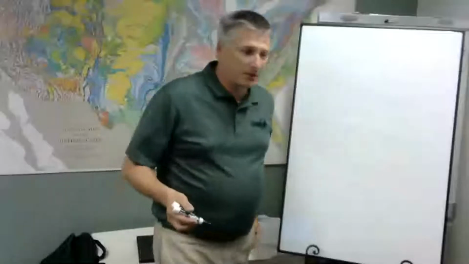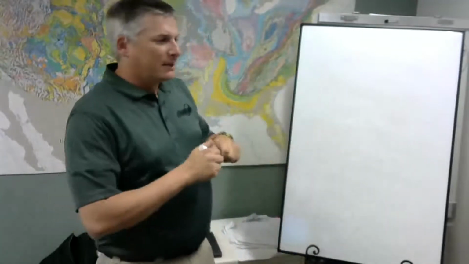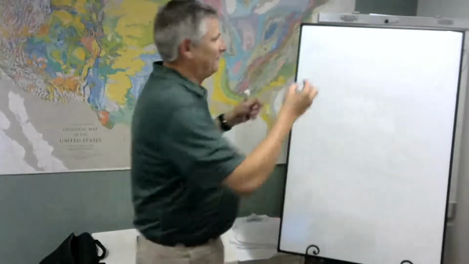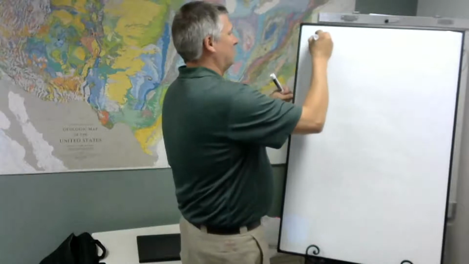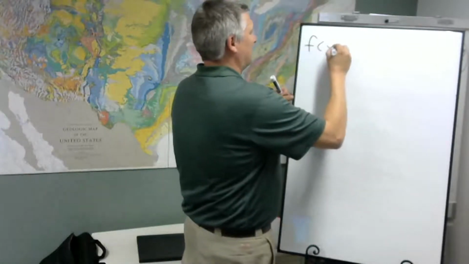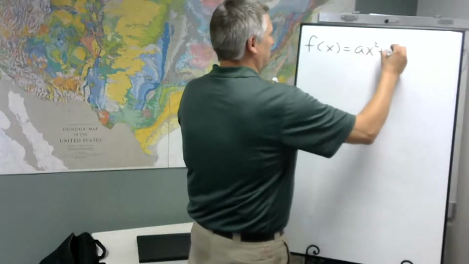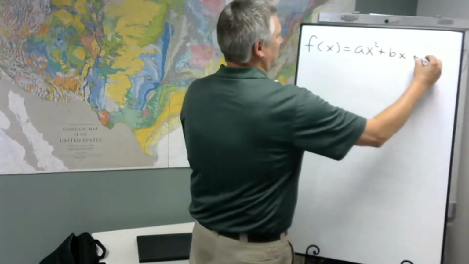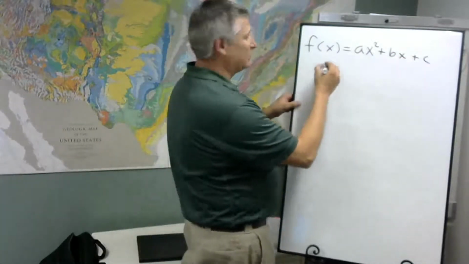We get parabolas, or what we call quadratic functions. The idea of a quadratic function is like a quadratic equation, except we're not always setting it equal to 0. Something like this. So this is what's called a quadratic function.